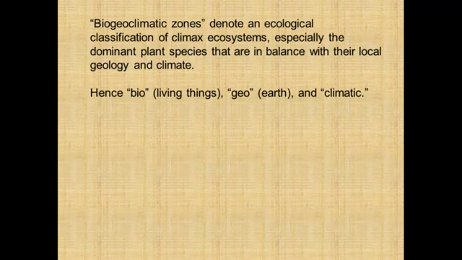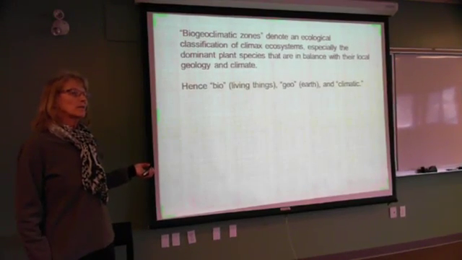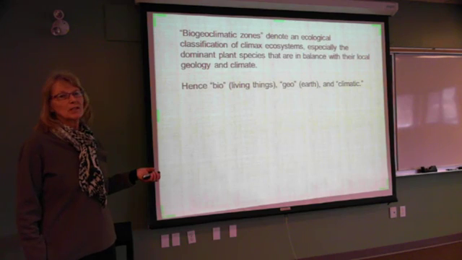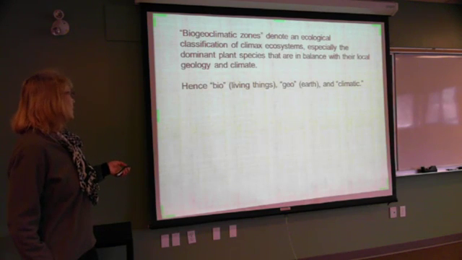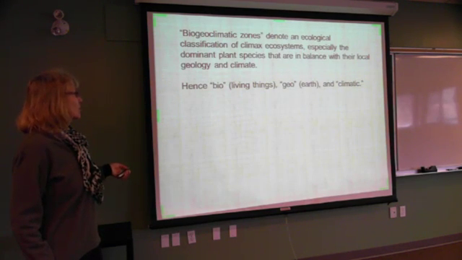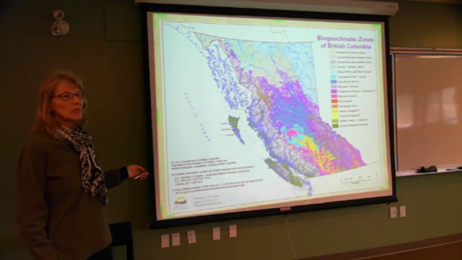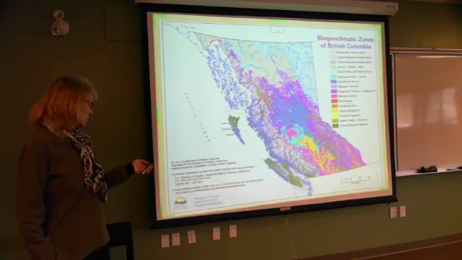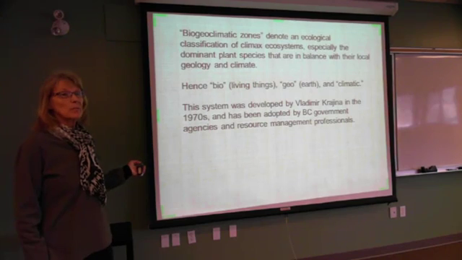And it's a really useful way for us to interpret people's land use and the products that they found on their land. So not a system devised by First Nations, but one that's useful as we work together to understand how people lived off the land. So bio, living things, geo, the earth, and climate. Those three things taken into account to develop this map. And if you're interested more in that, I suggest you Google biogeoclimatic zones, and there's a really good explanation of it. It was developed by Vladimir Krajina in the 1970s, and then the BC government now adopts it.